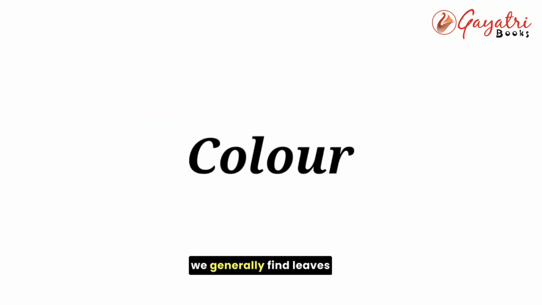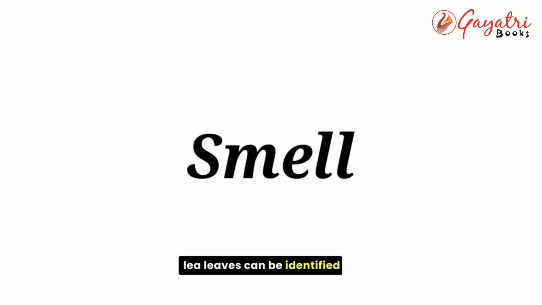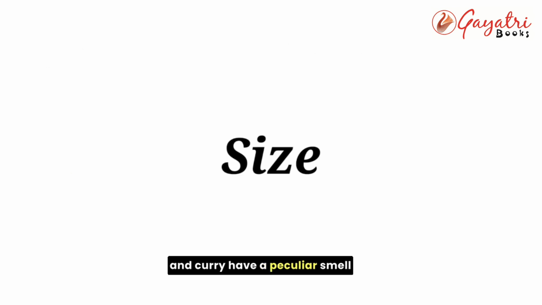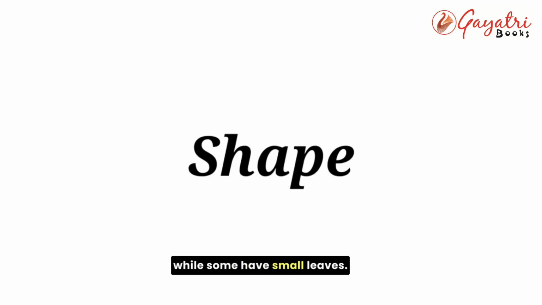Color. We generally find leaves in various shades of green. Some plants have leaves of different colors. Smell. Some leaves can be identified by the typical smell they produce. The leaves of plants like coriander, mint, neem and curry have a peculiar smell. Size. Leaves of different plants are of different sizes. Some plants have big leaves, some have medium-sized leaves, while some have small leaves.